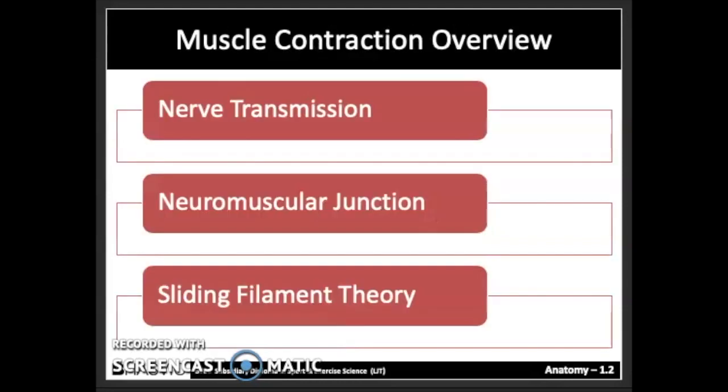Whilst performing a skill beforehand, stimuli are collected and the brain makes a decision as to what to do, for example, change direction or run into space. In order for muscles to contract to perform this, the processes of nerve transmission and the sliding filament theory, with processes at the neuromuscular junction, must occur. First of all, nerve transmission.